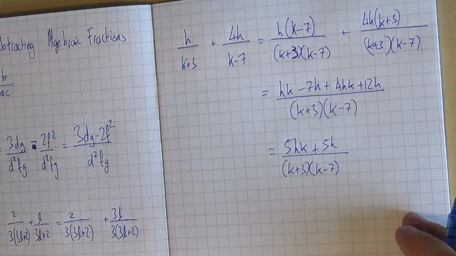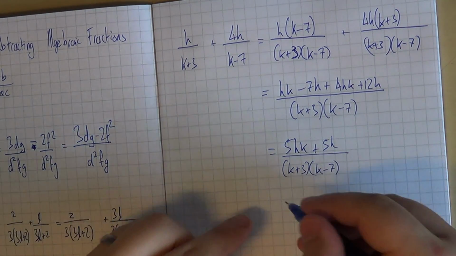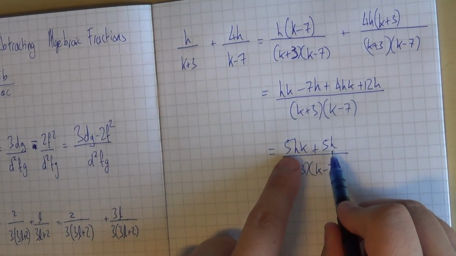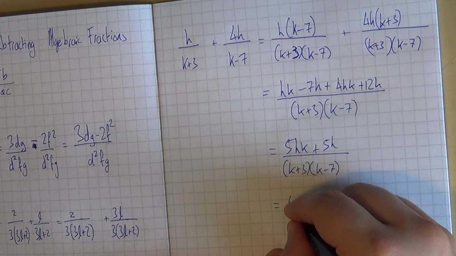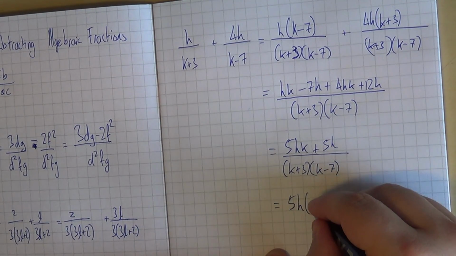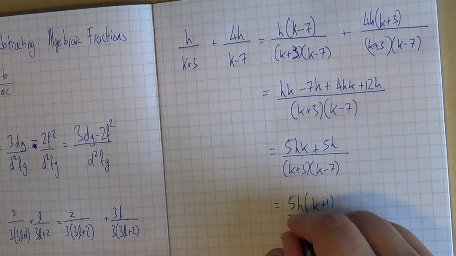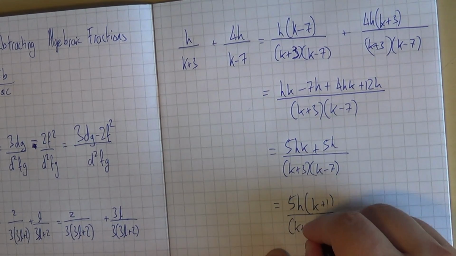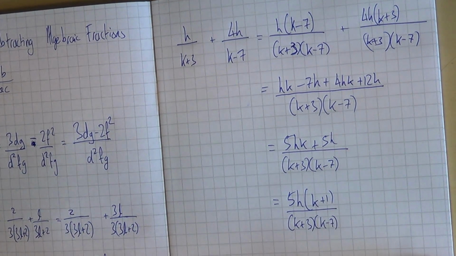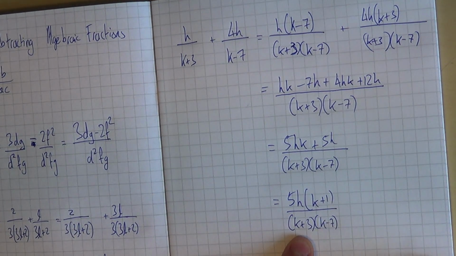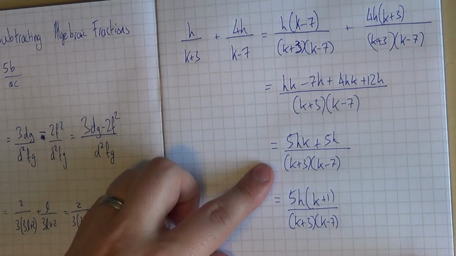And just like having factors on the denominator is useful, it can be useful on top. So I'm going to factorise this 5h out. So we get 5h lots of k plus 1 over k plus 3, k take 7. And that's probably the neatest form for this fraction, although other forms are correct too.